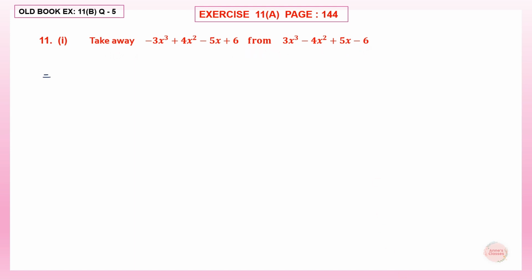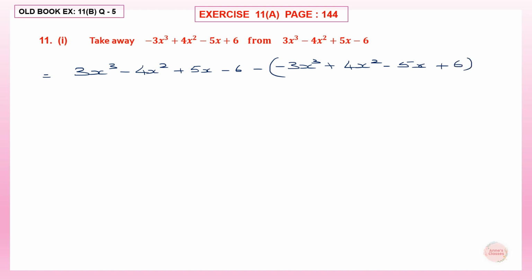So let's write that. So that becomes 3x cubed minus 4x squared plus 5x minus 6 minus the first polynomial, which is minus 3x to the power of 3 plus 4x squared minus 5x plus 6. Now let's remove the brackets. So 3x cubed minus 4x squared plus 5x minus 6. Now change all the signs because before the bracket we have a minus sign. So plus 3x cubed minus 4x squared plus 5x and minus 6.